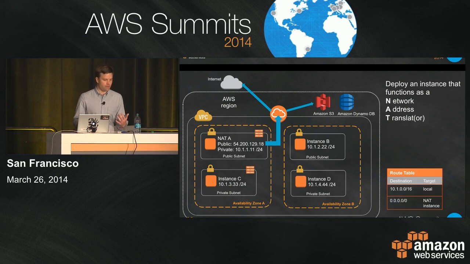So here's an example of what the route table would look like. For that private subnet, it says for any traffic you don't know about, send it to the NAT instance. So the NAT instance takes it. The NAT instance is obviously in a subnet that has a route table that points to the IGW, and it can get out.